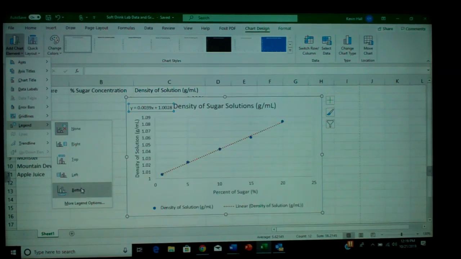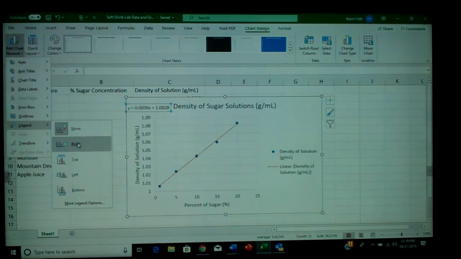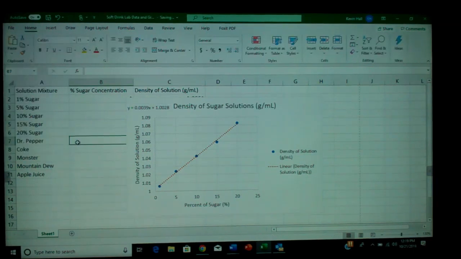And I don't like when you put it at the bottom, because then it makes the bottom look really busy. But I like it over to the right. I don't know why I like it to the right. I just do. So I want you to put it to the right. You're going to click on that. It's a very nice representation, isn't it?